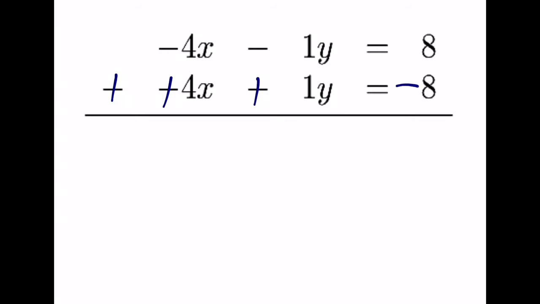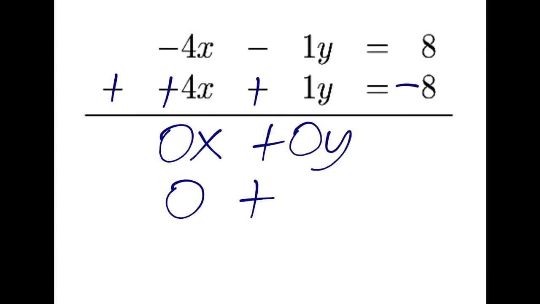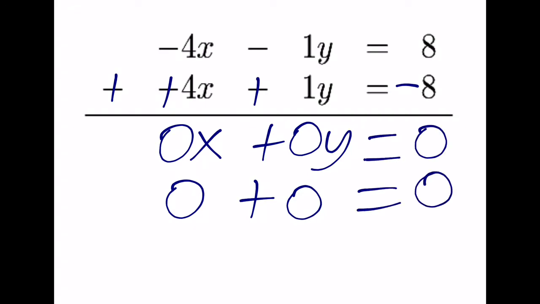Then when we add straight down, negative 4x plus 4x, the x's are eliminated, because 0x is the same thing as 0. Negative 1y plus y, the y's are also eliminated. And finally, 8 minus 8 is 0. This is a special case, it's a true statement. But that is how you can subtract. You change all the signs, and then you add.